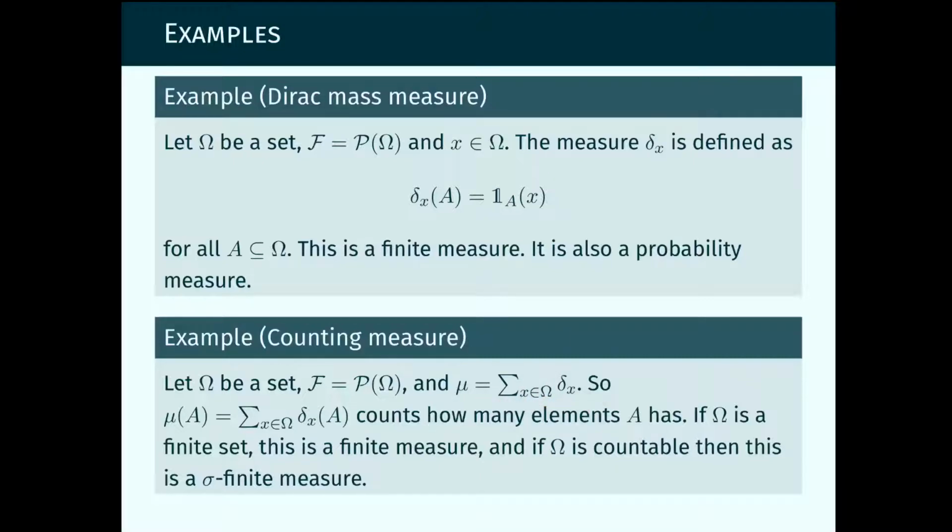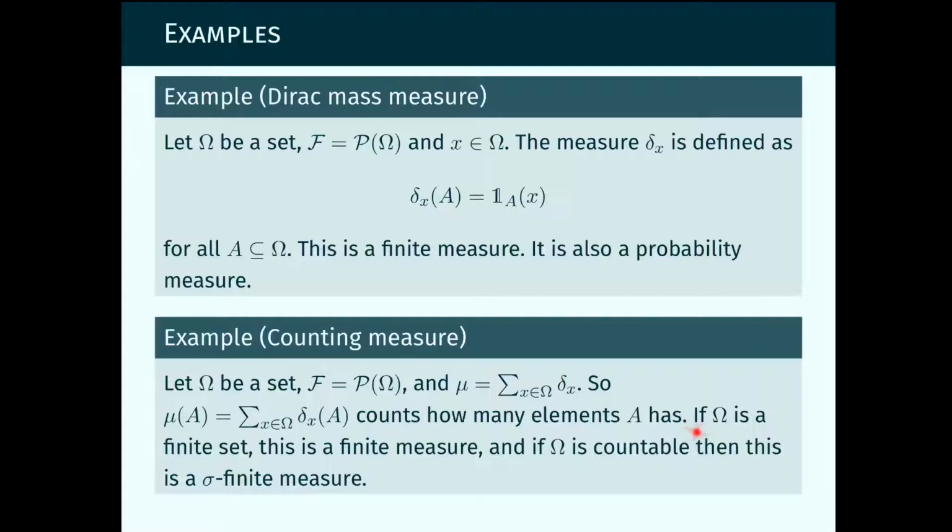And what does this mean? It means the measure of any set A will be just summing over all x delta x of A, which is the same as the number of elements in A. So this function here just counts how many elements are in A. It is 0 if A is empty, it will be 7 if A has 7 elements, and it will be infinite if A has infinitely many elements. It does not matter countable or uncountable.